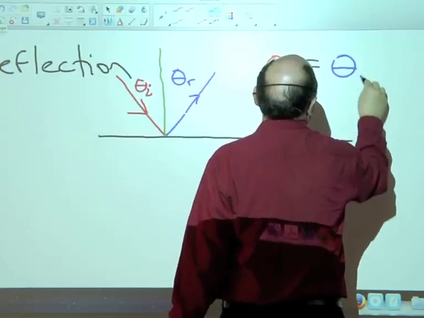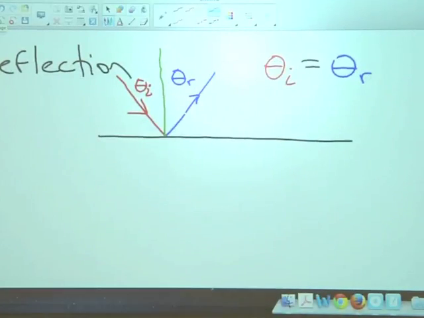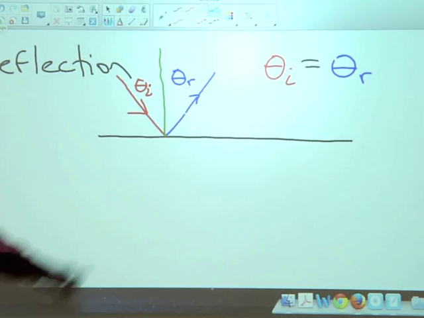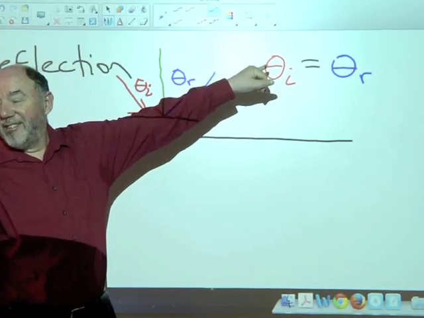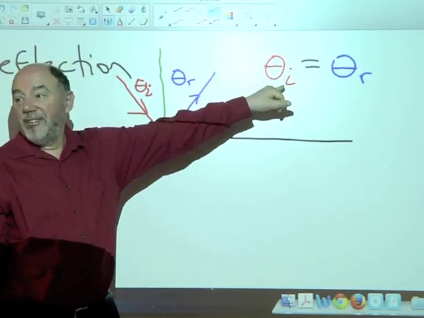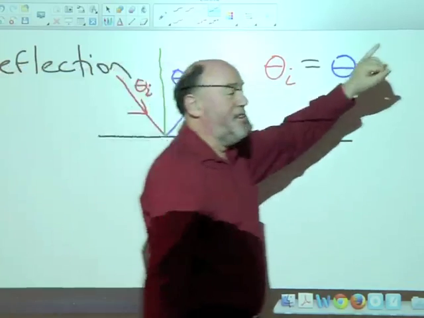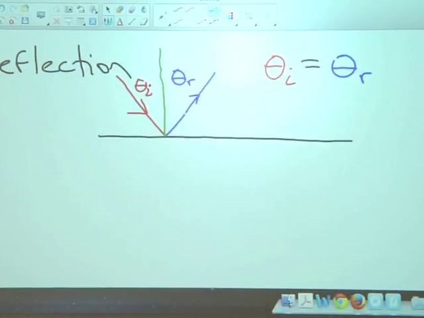What's the theta in the middle? That's my normal. Theta I is the incident angle, theta R is the reflected angle. So if it comes in at 20, it bounces off at 20. Comes in at 32, it bounces off at 32. Okay?